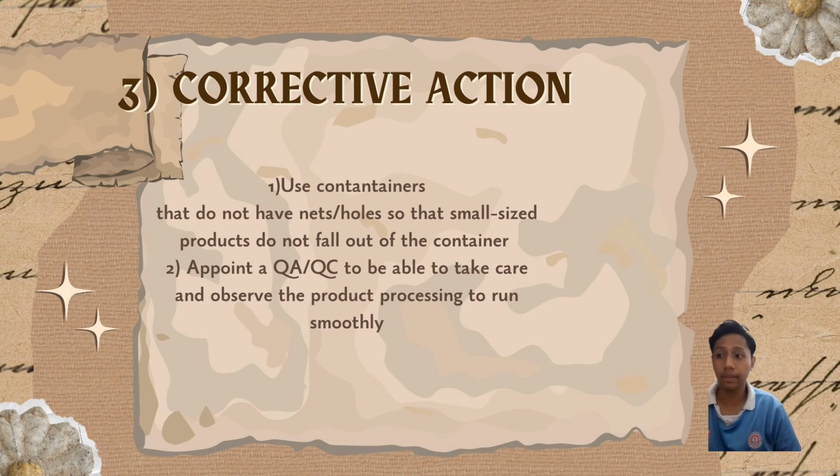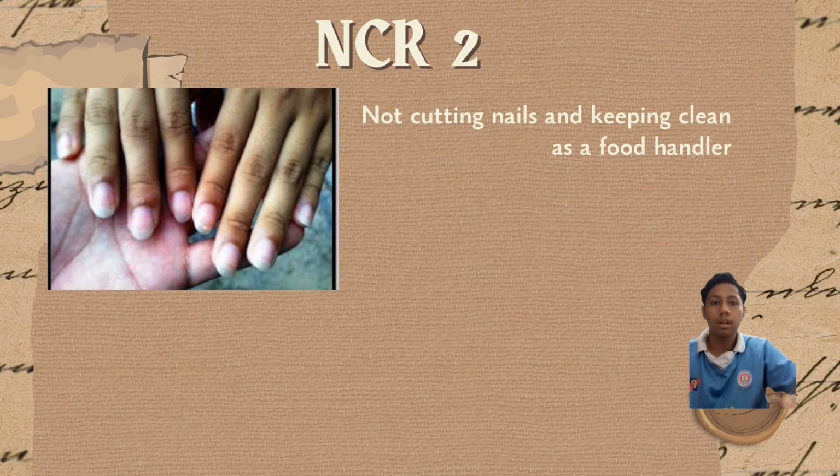And lastly is the corrective action. Number 1, use containers that do not have holes so that small-sized products do not fall out of the container. Number 2, appoint a QA or QC to be able to take care of and observe the product processing to run it smoothly.